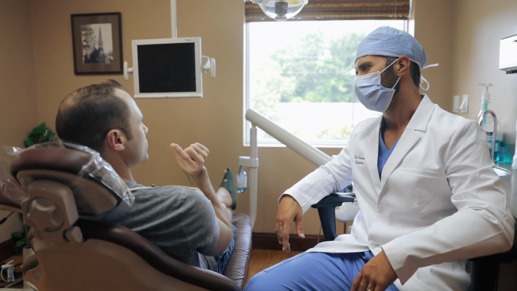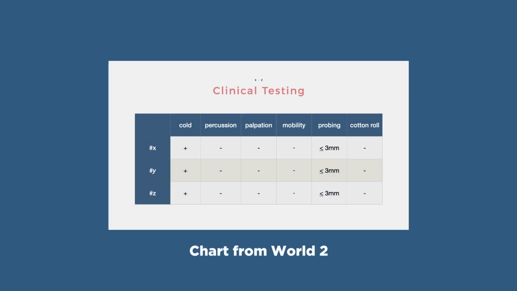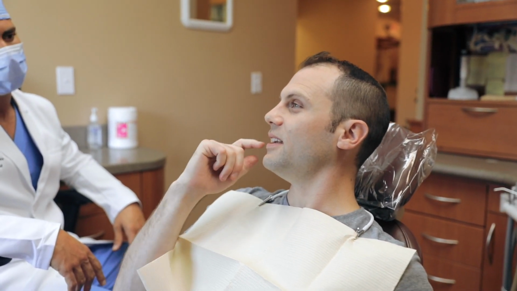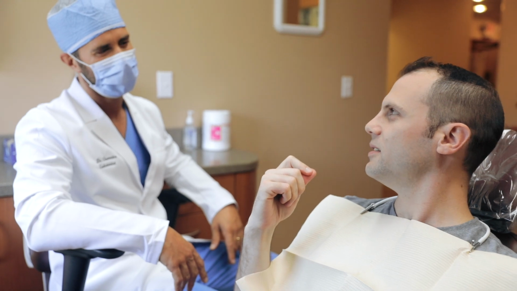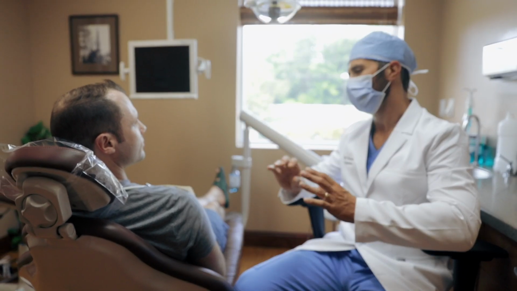But train them to write down only what's necessary and have them do it in a chart format, just like it was presented in World 2. Almost all data inputs are either positive with a plus sign or negative with a negative sign. If they have a hyper response, have your assistant document it as a double plus sign if you want.